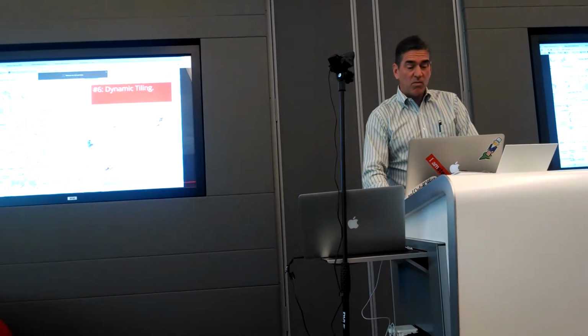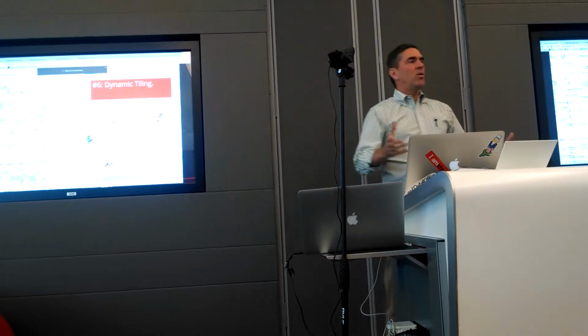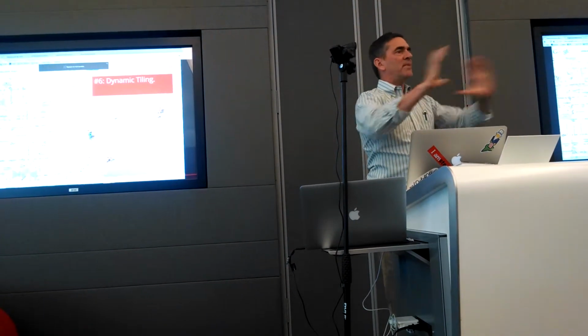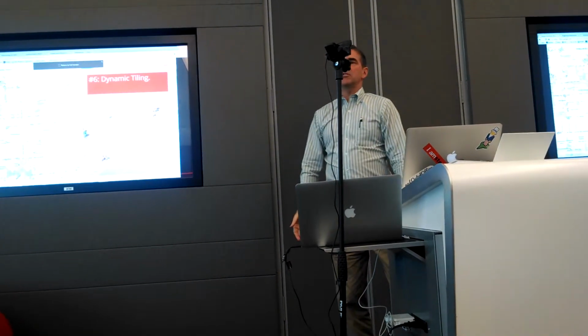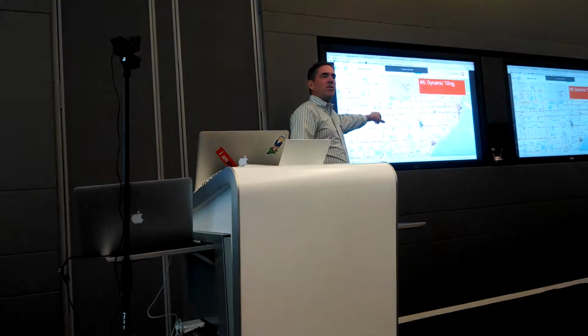Dynamic tiling, we can present you 1,000,000 points easily, right? We can give you a map that has 1,000,000 points. Well, how do we do that? How do we send 1,000,000 pieces of information to your browser? Well, it's mostly smoke and mirrors. So we're not actually sending you all these points.